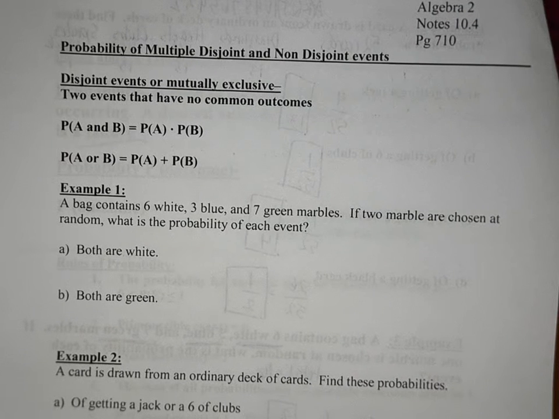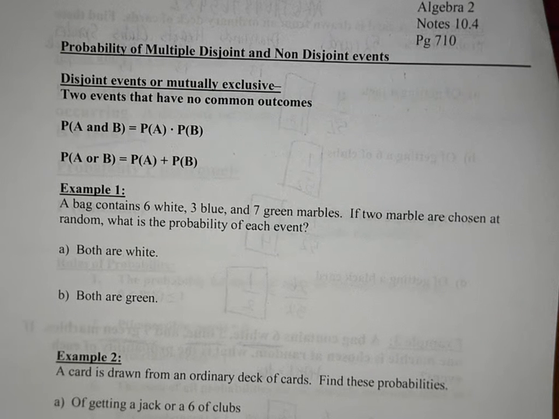Okay, this lesson is on the probability of multiple disjoint and non-disjoint events. What do you think disjoint means? I have no clue. It's separate. They're not together. Disjoint is separate. Where if it is non-disjoint, that means that they are together or somehow overlapping.